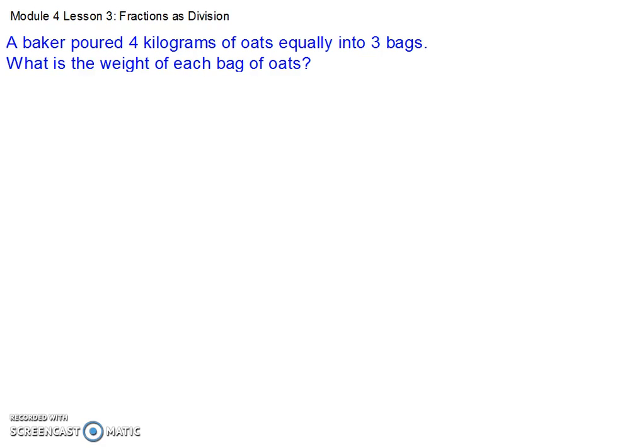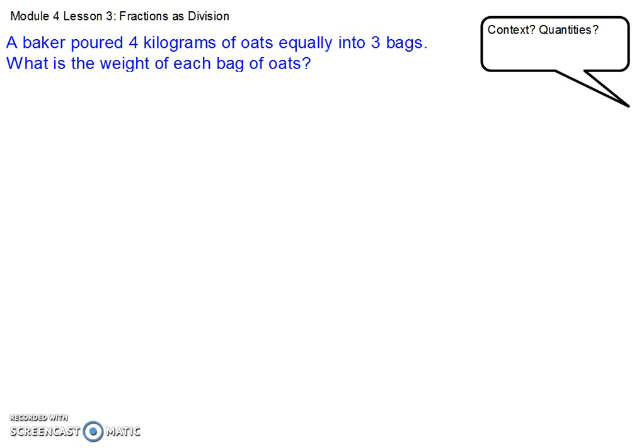In Module 4, Lesson 3, we're going to continue to talk about fractions as division, and with this lesson, we are going to be looking at how that fits into story problems. The story problem we're going to be talking about today is, a baker poured 4 kilograms of oats equally into 3 bags. What is the weight of each bag of oats?